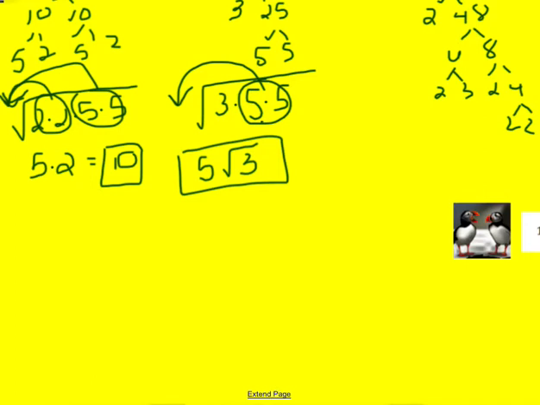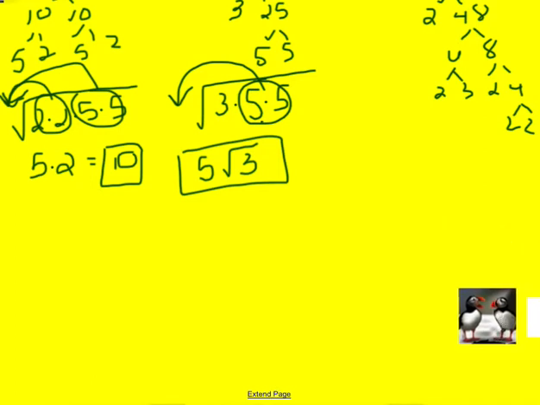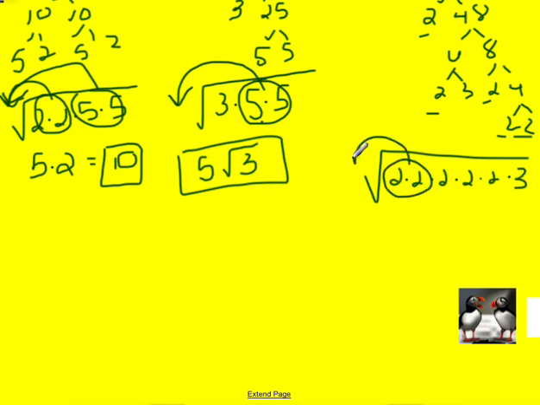So what I want to do now is take all of my ends and write them underneath my radical. So I have 1, 2, 3, 4, 5 2s, and 1 3. So now I'm going to go ahead and find my partnerships. Well, I have a pair of 2s here I can take out.